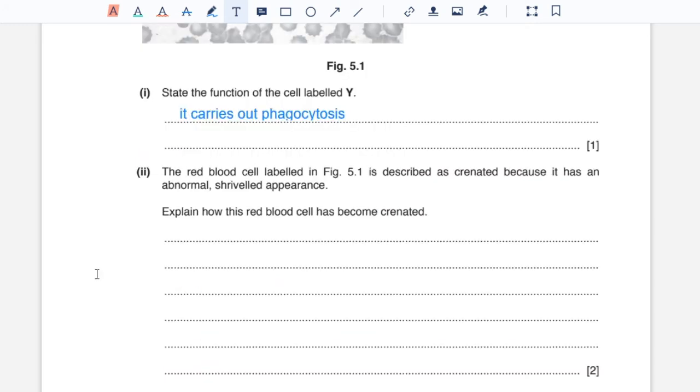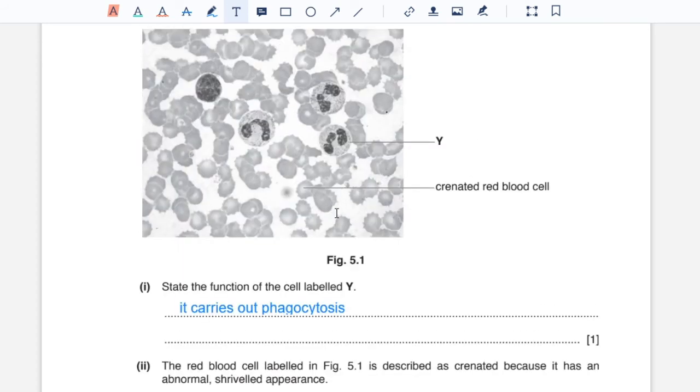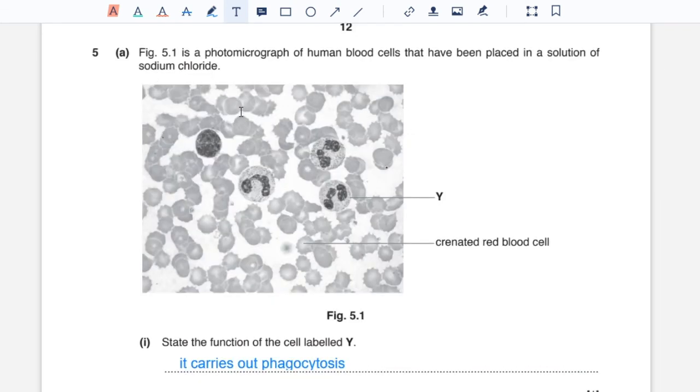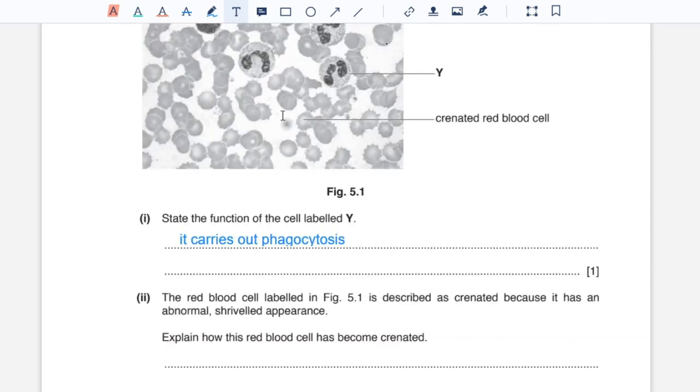2. The red blood cell labeled in figure 5.1 is described as crenated because it has an abnormal shriveled appearance. Explain how this red blood cell has become crenated. So it's become crenated because the water potential of the solution that it has been placed in is lower than the water potential inside the red blood cell due to the sodium chloride present in the solution, and as a result water moves out of the cell by osmosis, giving it a shriveled appearance.